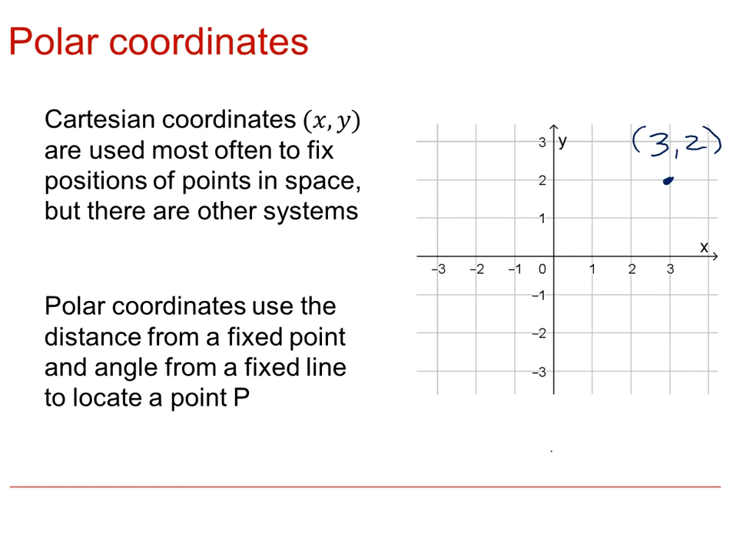But there are other systems to fix a point in the plane. If you think of radar screens used by air traffic controllers or rangefinders used by the military, the idea of an angle from a given direction and a distance from you is another system of fixing position. So polar coordinates use a distance from a fixed point and an angle from a fixed line to locate the same point P.